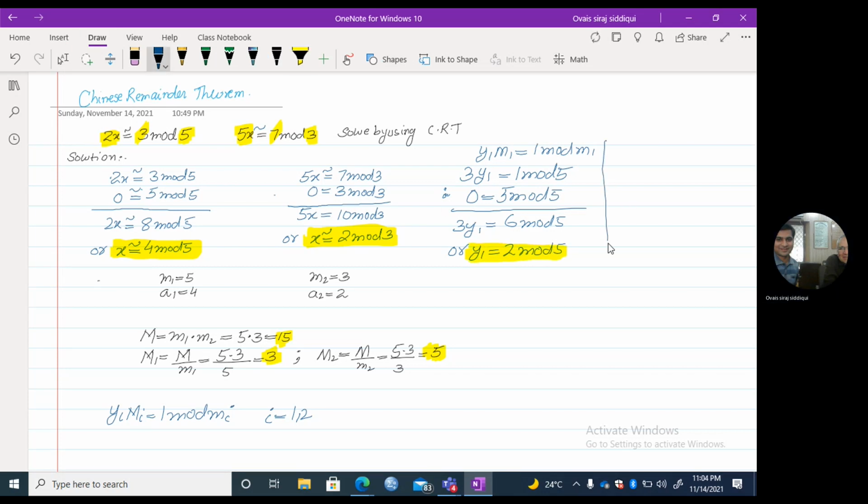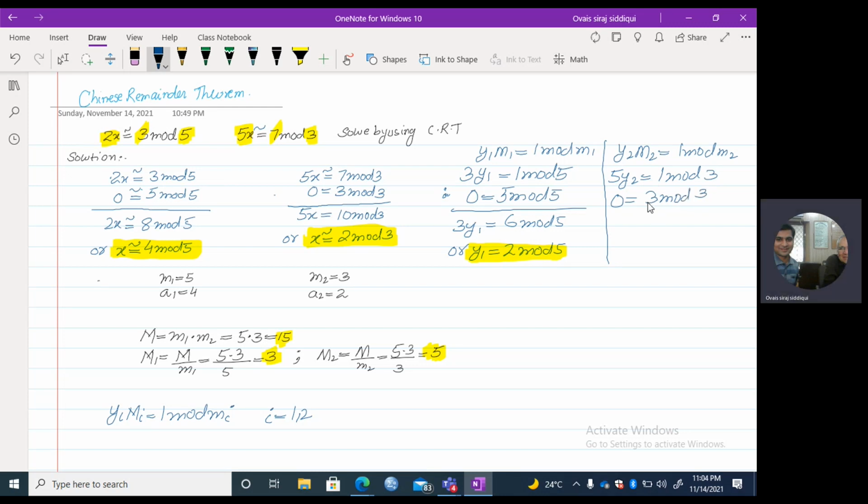Similarly, अगर हम y2 के लिए पुट करेंगे, M2 y2 is equal to 1 mod m2. Capital M2 is 5, so 5 y2 is equal to 1 mod small m2, small m2 is 3. If we add 3 plus 1, that is 4. 4 is not divisible by 5.